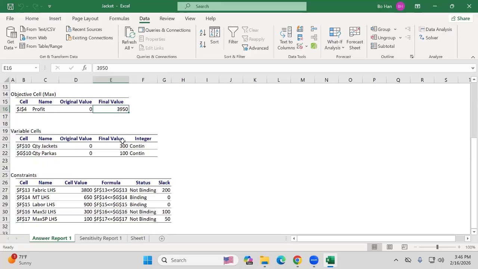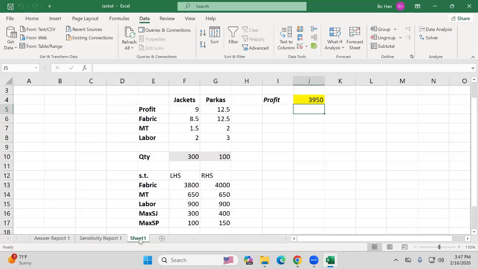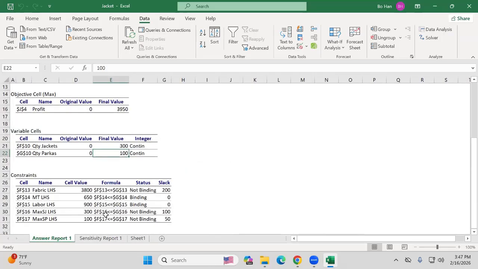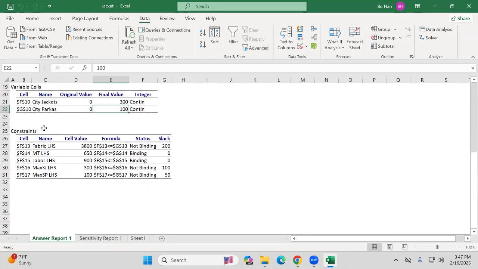What is the values for each decision cell? It's under variable cells. For jackets, in order to reach 3,950, we need to manufacture 300 jackets and 100 parkas, right? This is what we saw in our analysis, right? It's here. In our spreadsheet, we saw that. In addition to that, we have very important information. It's called the constraints. Right? Constraints.